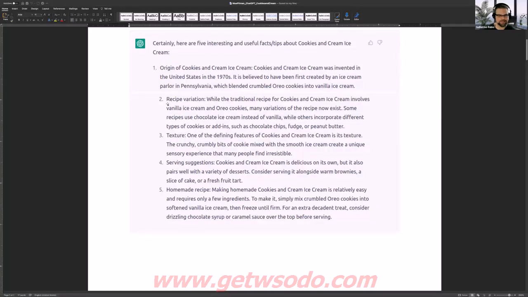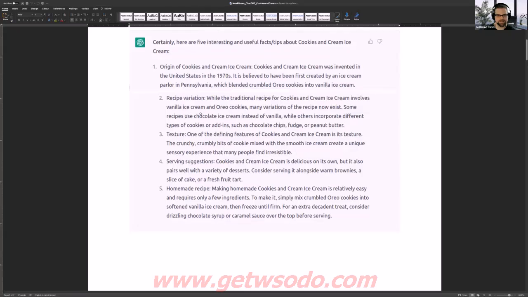So the origin, then it gives us recipe variation. Not sure how that's an interesting or useful fact. Oh, wait, let's see. Okay, I see. I'd probably retitle this number 2, recipe variation, to something more engaging.